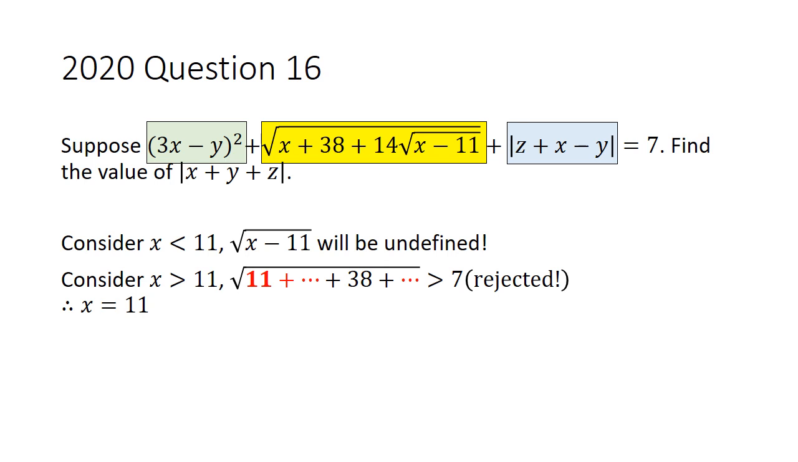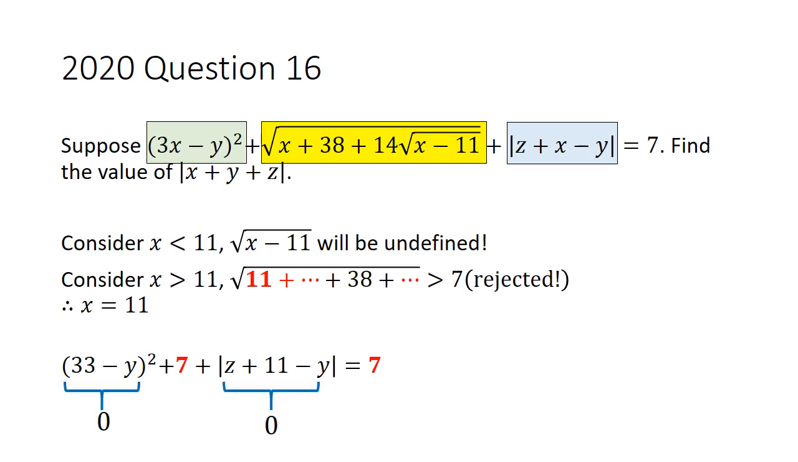This also tells me that the green term and the blue term will both be 0. So let's substitute in x equals 11 first. I will get (33 − y) squared, and I replace the surd with 7, and the modulus would be the modulus of z + 11 − y. Now the 7 on both sides can easily cancel, but let's particularly solve for the y in the square term first. So this 33 − y has to be 0, and z + 11 − y also has to be 0.